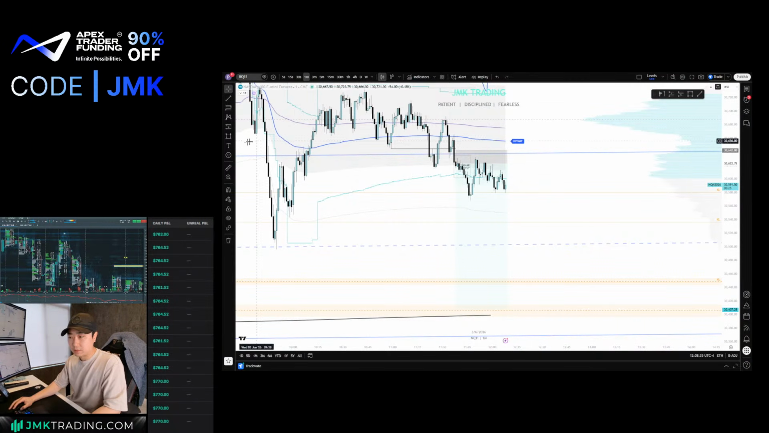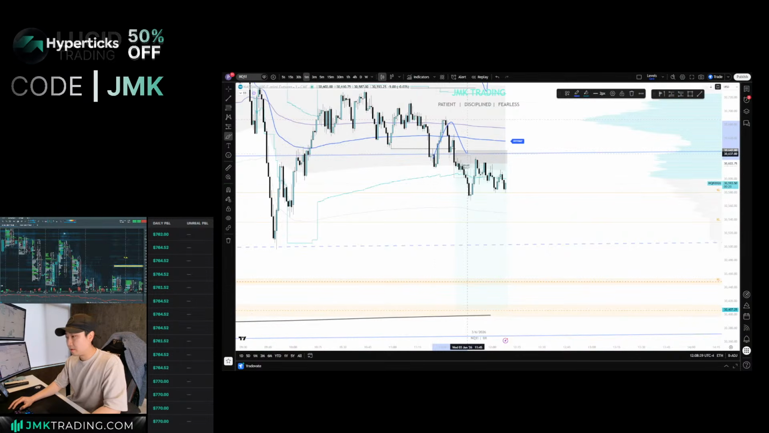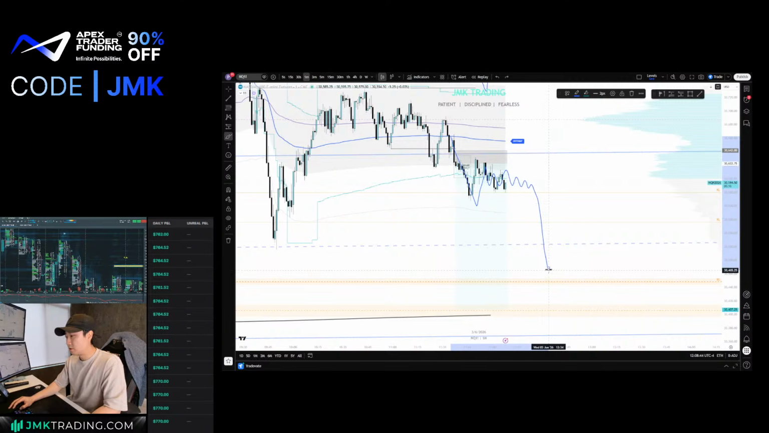And this is what we talked about. We said that this might happen up here, like this. But it looks like we dropped down here, and this is the shelf that we're creating.